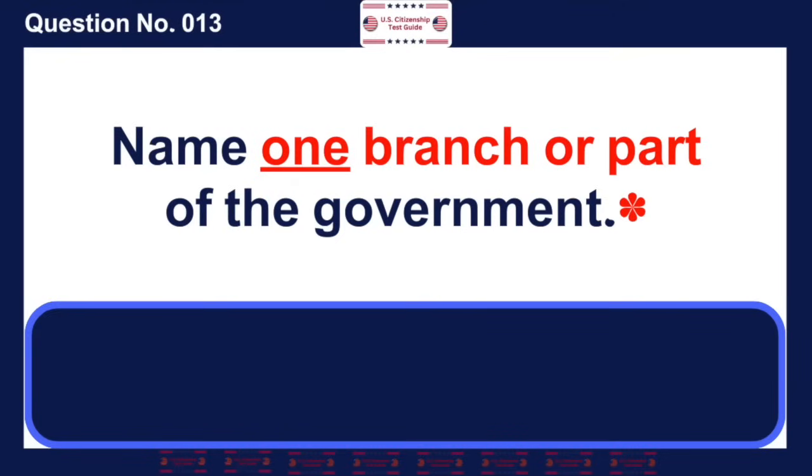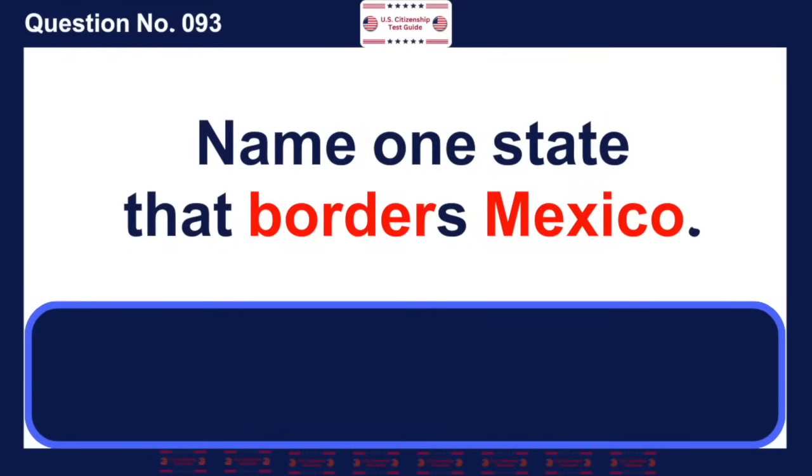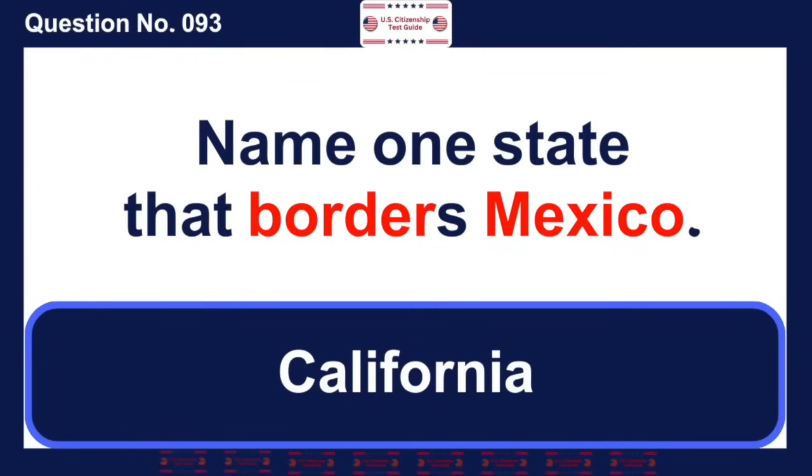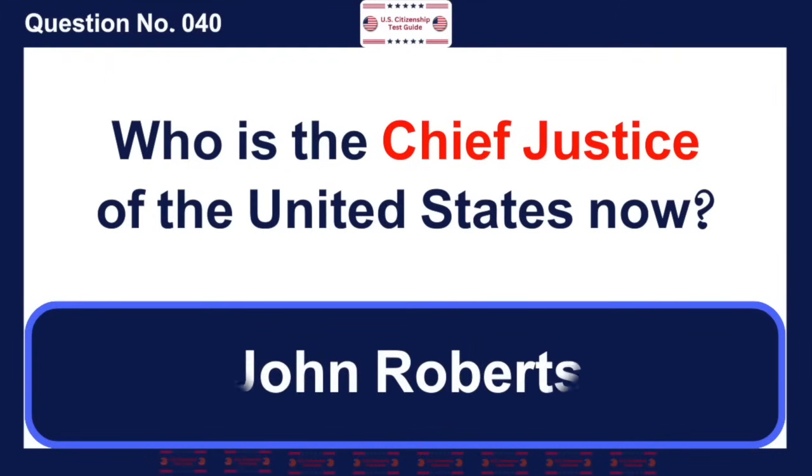Name one branch or part of the government. Congress. Name one state that borders Mexico. California. Who is the Chief Justice of the United States now? John Roberts.